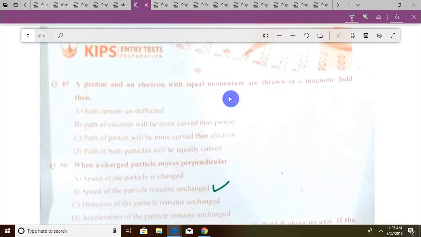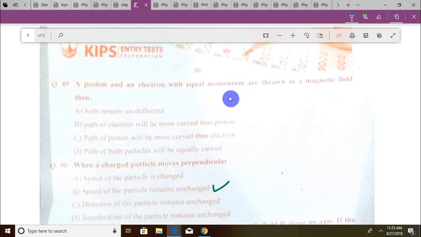So we have a proton and an electron which have equal momentum, and they're thrown in a magnetic field. Then both will remain undeflected? That is a good question. It's really dependent on the angle at which they enter, which has not been specified. The path of the electron will be more curved than that of a proton? Possible. The path of the proton will be more curved than that of the electron? Unlikely. The path will be equally curved? Unlikely. But the thing is, we're talking about momentum. Mass and velocity both matter.